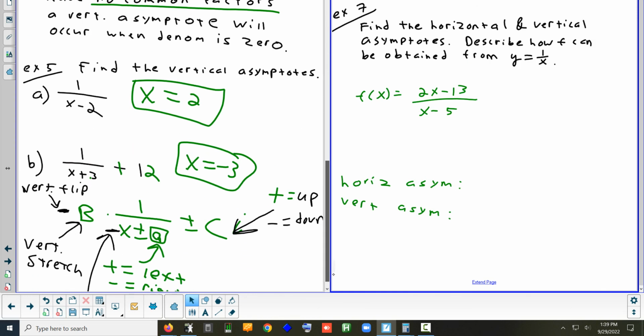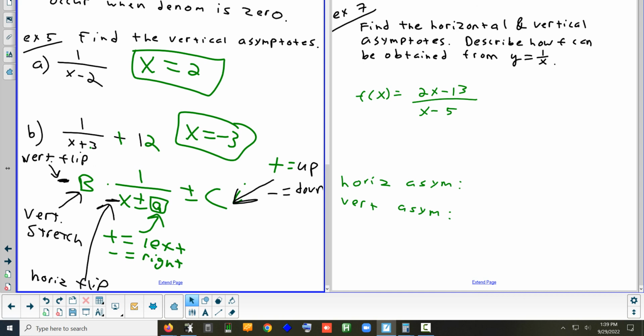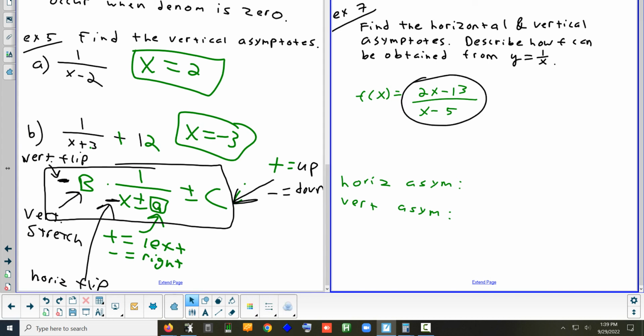All right, so now what I'm asking you to do directly relates to what we just did. I want you to use that idea to describe the transformations in this rational function. But is that rational function written with a 1 in the top? No, it's written with 2x minus 13. It's not set up the way it should be at all. We have to write it with a 1 in the top. And there's only one way to get a 1 in the top. Divide that out. Find your quotient and find your remainder. And then you can rewrite it.